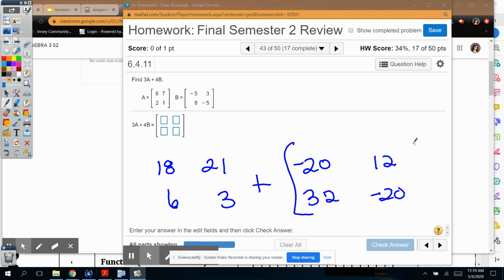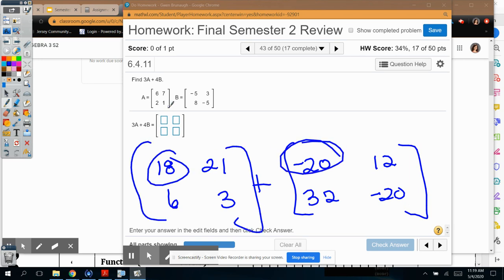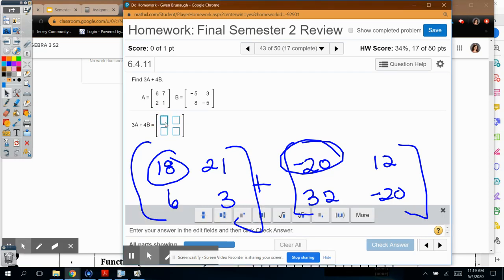So I'm going to add these by just adding things that are in the like spots. So negative 20 and 18 will give me negative 2. And then 21 and 12 will be 33. 6 and 32 will be 38. And negative 20 and 3 will be negative 17.